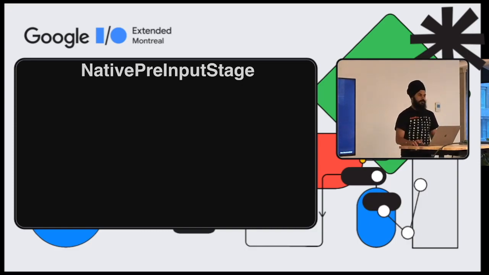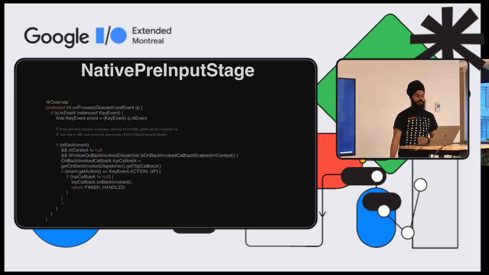So if you are not an Android developer, you can skip these parts, but this is some sort of internal implementation of Android's predictive back gesture, like how the onBackPressed dispatcher works internally. This is the class called NativePreInputStage. So here is a link.